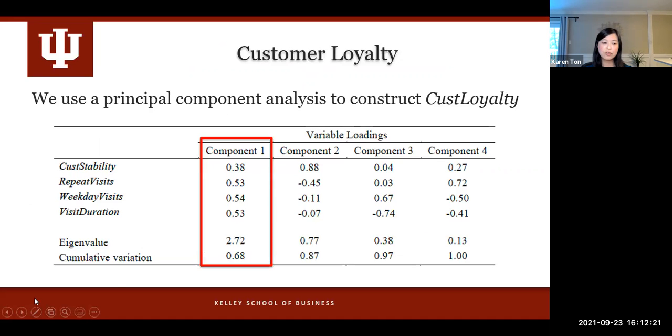Using these 4 different measures, it's likely that there's going to be some common overlap between those 4 metrics. So what we did was we used principal component analysis in order to construct this customer loyalty variable. What the principal component analysis does is it constructs a variable that summarizes the common information across our 4 proxies for customer behavior. And we found that the first component here explains 68% of the variation in those 4 variables. So going forward, to simplify our analysis, we focus on using this principal component to perform most of our regression analysis.